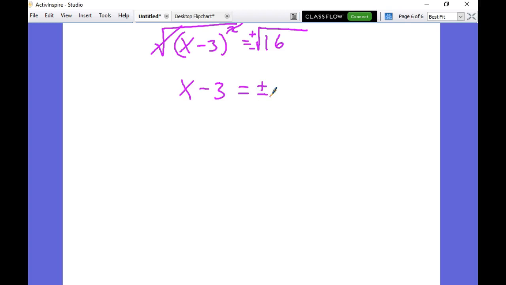Wait. So what is the square root of 16? 4. Okay? So you square root both sides. Don't forget the plus and minus. On the left side, the 2 cancels out with the root. On the right side, you actually take the square root and don't forget to put a plus and a minus. Okay?